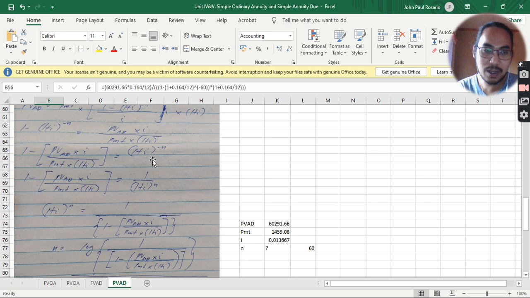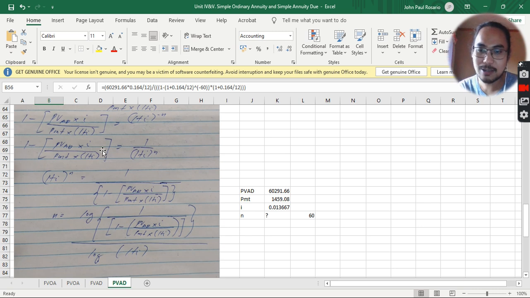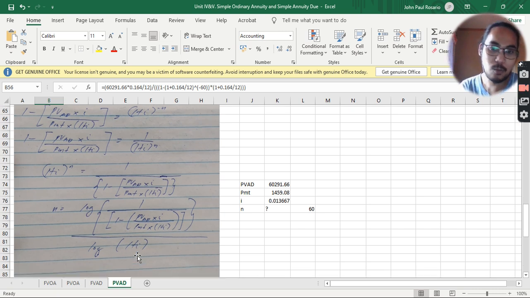And then, we want our n to be on a positive operation. So, we transform the 1 plus I raised to the power of negative n to 1 over 1 plus I raised to n. And with that, we can then transfer 1 plus I raised to n to the other side by making it a numerator. And then this whole expression here, so nagbaylo sila, will become now our denominator. So with that, our final formula na dayon for n is log of 1 over 1 less PVAD times I over payment times 1 plus I all over log of 1 plus I.